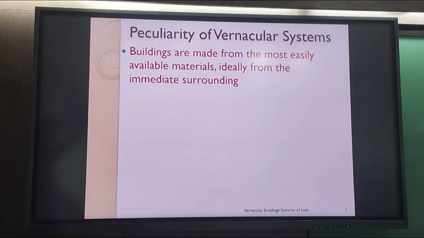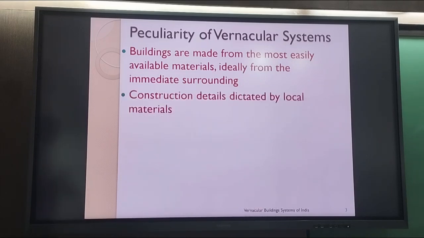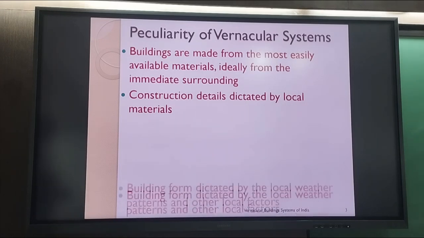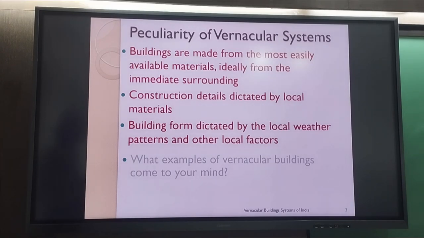All right, some peculiarities about the vernacular system: buildings made from the most easily available materials, ideally from the immediate surroundings. And construction details are dictated by the local materials. Because for reinforced concrete, you learn all kinds of details. So every system has details which are based on the materials being used. And the building form is dictated by the local weather pattern: what kind of rain, snow, hail, heat, whatever, and other local factors. So what examples of vernacular buildings come to your mind?